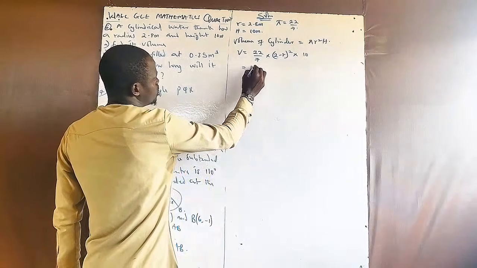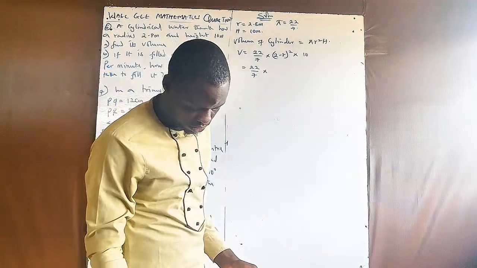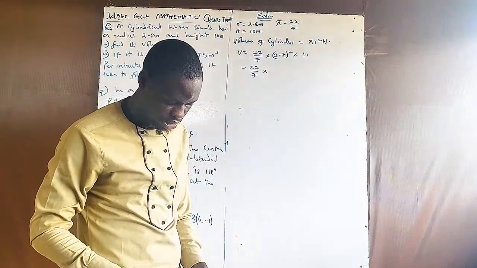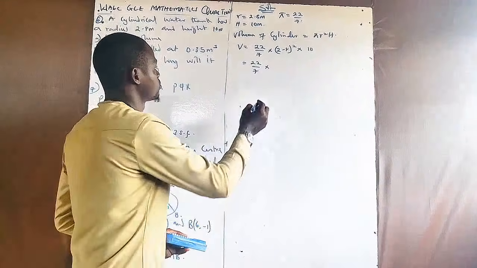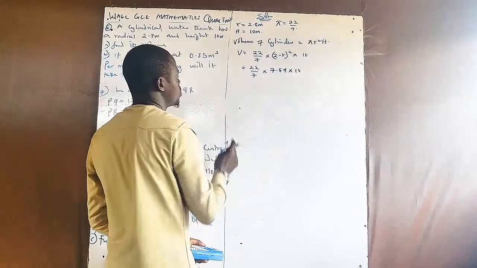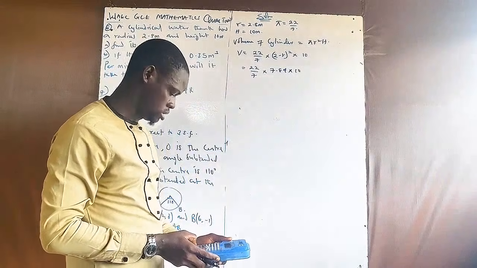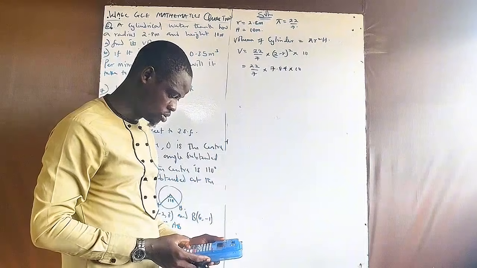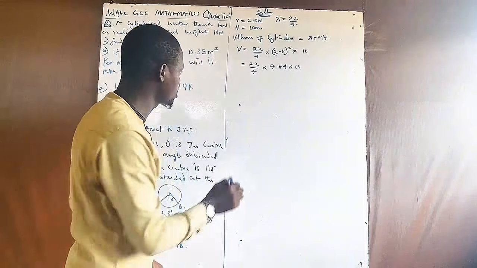So from here, I have 22/7 times 2.8 squared. Let me punch my calculator. 2.8 squared is going to give me 7.84. This is going to give me 7.84 multiplied by 10. So, multiplying everything at once, 22 times 7.84 times 10, I'll be having 1724.8.